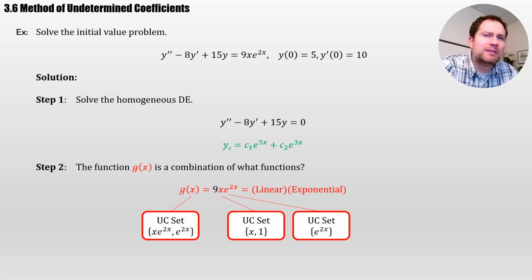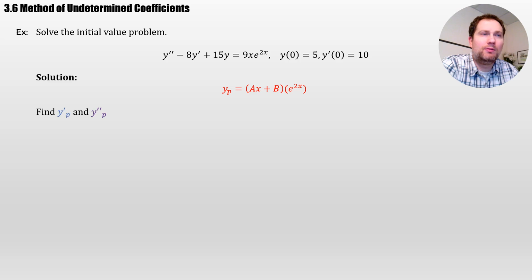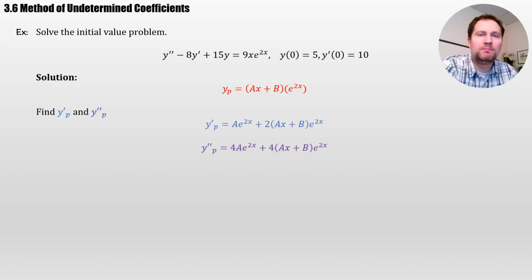It's not obvious from this, but if you have a UC set that has 3 elements and a UC set that has 2 elements, then the UC set combined will be 6. We're going to need all of the combinations of all the things, right? In this case, it's just that, though. You could write it in its factored form as well. All right, so now we have a form for our particular solution, and now we just need to use it together with its first and its second derivative, and we'll plug all those things into our original differential equation.